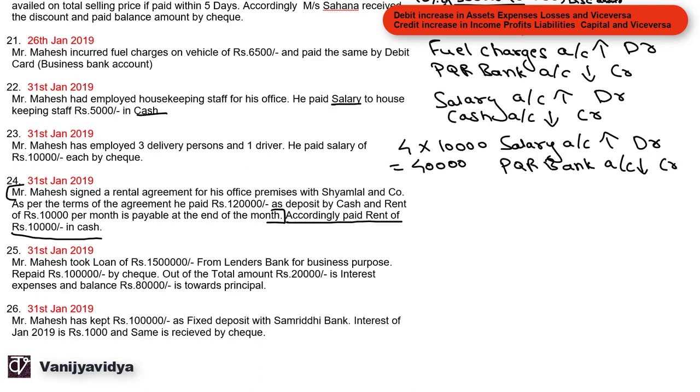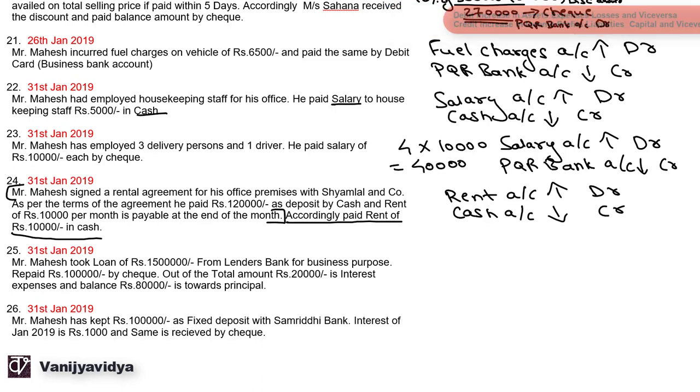Now, what are the 2 accounts that are affected here? One is rent account, and since the rent is paid in cash, the other is cash account. Now, rent account is an expense account. There is an increase in expense, so we have to debit. Cash account is an asset account. Since we are paying it, there is a decrease in the cash balance, so we have to credit. Entry will be rent account debit to cash account 10,000.